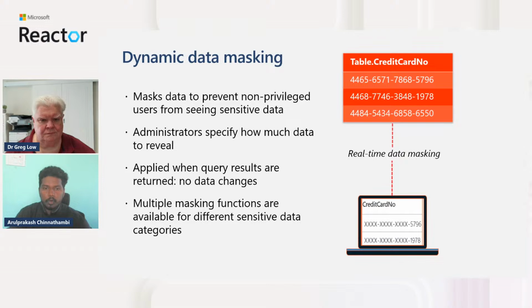One more benefit of DDM is that the data in the database is not changed when DDM is applied. Instead, the masking rules are applied to the query results. This benefit means that the actual data remains intact and secure, while non-privileged users only see the masked version of the data.